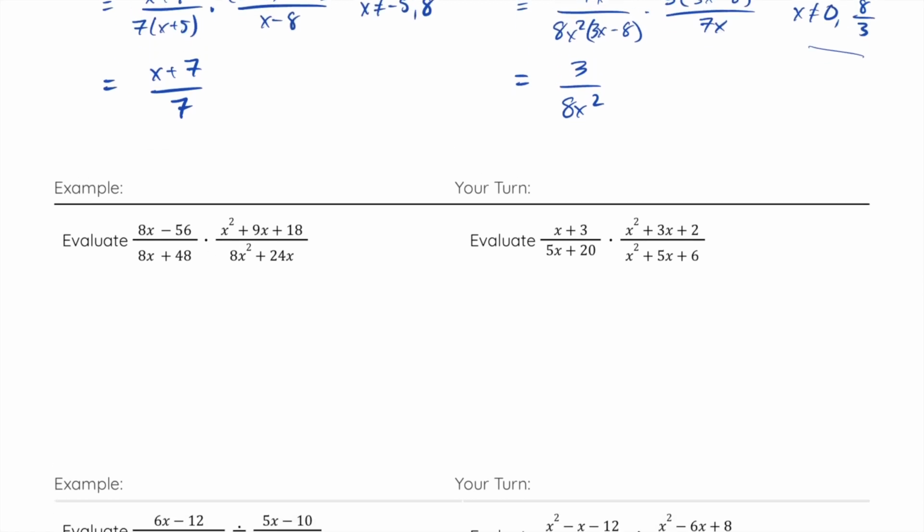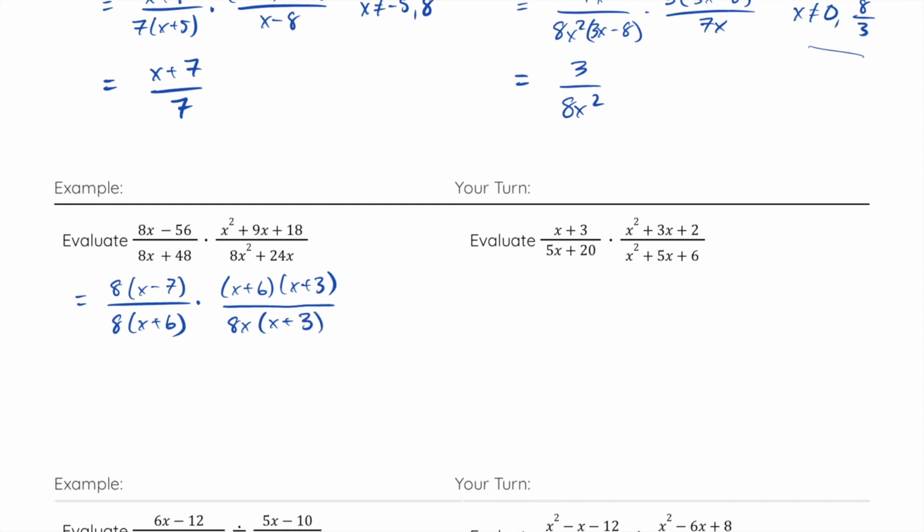So let's try another one here. This one's going to involve even more factoring. So I'm going to factor everything I can. And so I'm going to take out this 8, and I'm left with x minus 7. And I'm going to take out another 8 from these, and I'm left with x plus 6. And then I factored that, so that's a sum of 9 and a product of 18. So that's x plus 6, x plus 3. And then I will factor out an 8x from here, and I will be left with x plus 3.